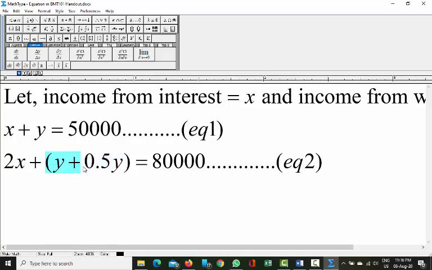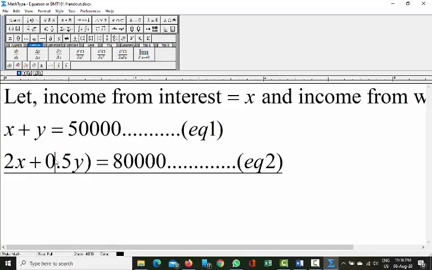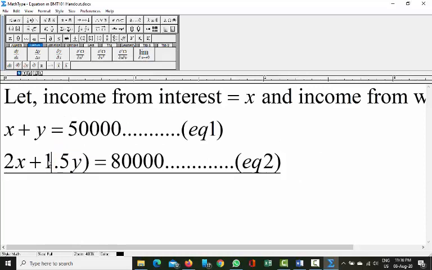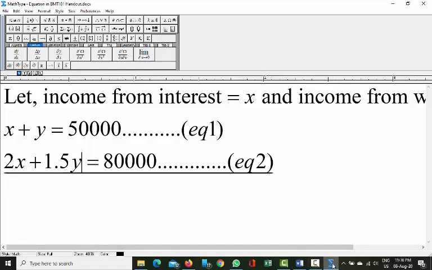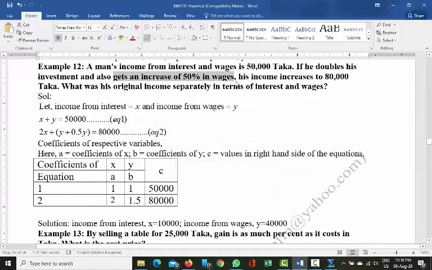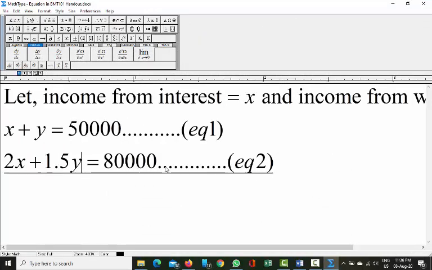We will have 1.5y. So initially it was 1, then we get a 50% increase, that means 0.5. So we will have 1.5y. If he gets a 50% increase in wages, his total income will become 80,000. So you see his new income will be 80,000.